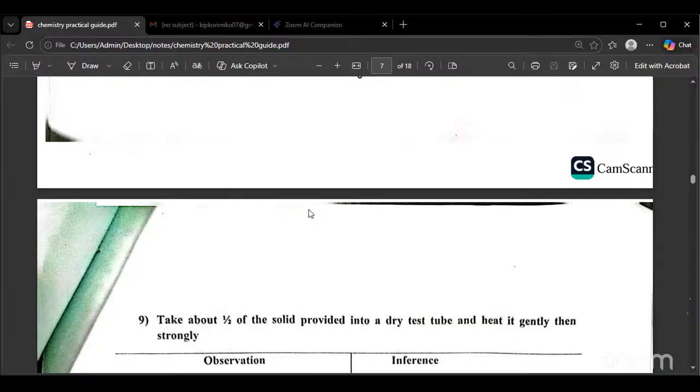So now, there is this question that is very common and that many students lose. This one was what I was targeting actually. Take about half of the solid G, solid K, solid A, solid B that you are provided into a dry test tube and heat it gently, then strongly. Actually, wafuatangi hiyo instruction ya kuheat gently alafu strongly? Watu wana heat direct far. And there's a reason why you heat gently and then you heat strongly.